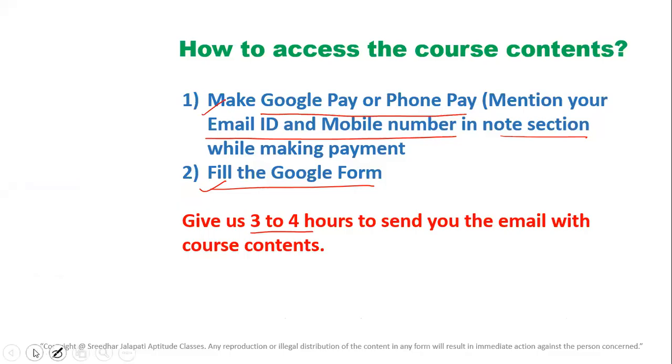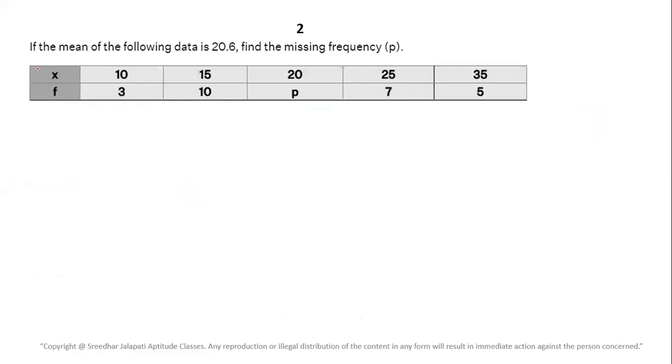So now here is the next question from elementary statistics. If the mean of the following data is 20.6, find the missing frequency. There is something called P here that you have to find. You are already given the mean. By the way, how do you find the mean for this frequency distribution? Here, X is the object, and F is the frequency. So 10 occurred 3 times, 10 into 3.